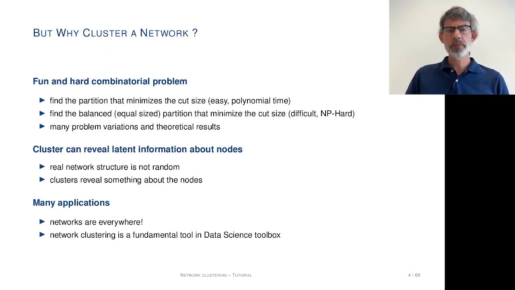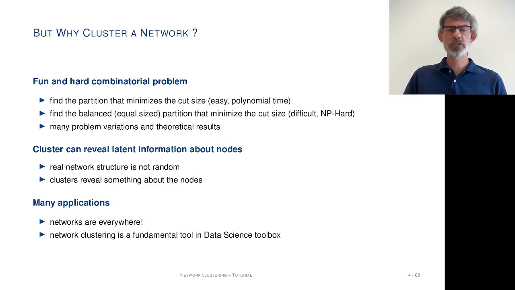So there are many problem variations and many theoretical results on the problem of finding the optimal clustering for a particular graph. The second reason that we would like to cluster a network is that the clusters can reveal some latent information about the nodes. Real network structure is not random. The network's structure can reveal some information that is not present in the nodes themselves, but it can be revealed through the clustering assignment. When you find clusters, you actually reveal some information about those nodes and about the network.